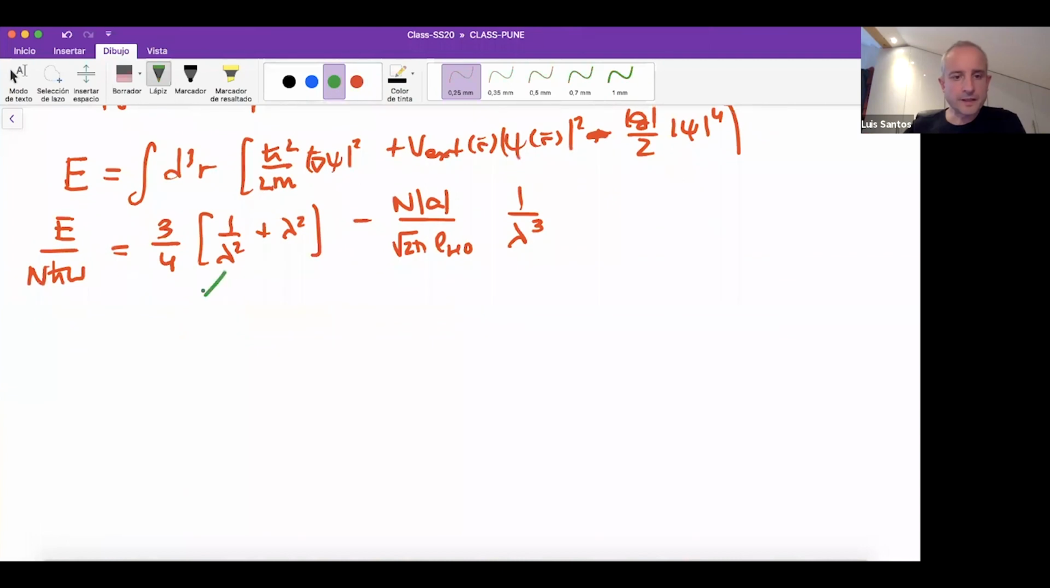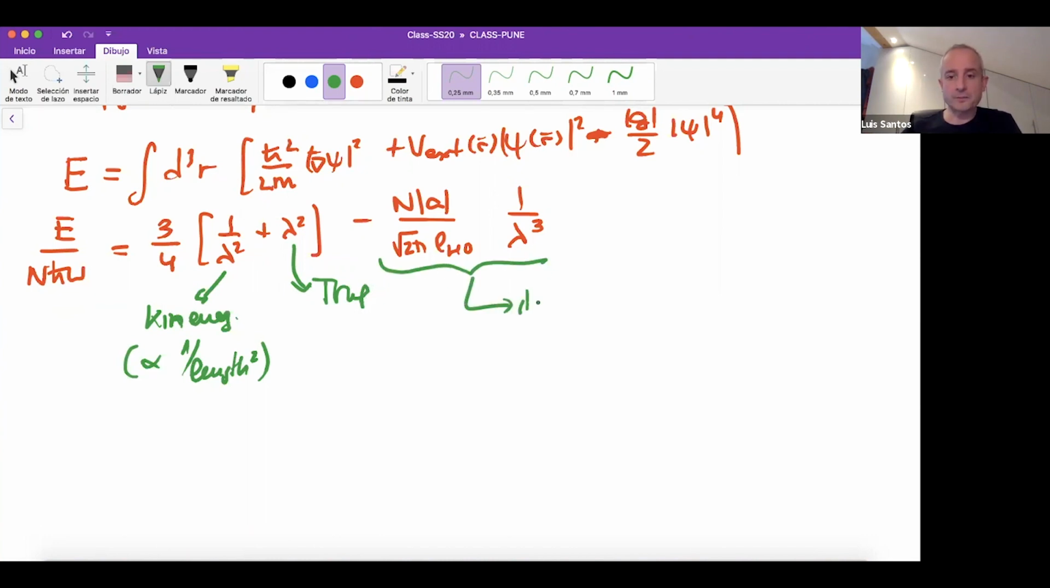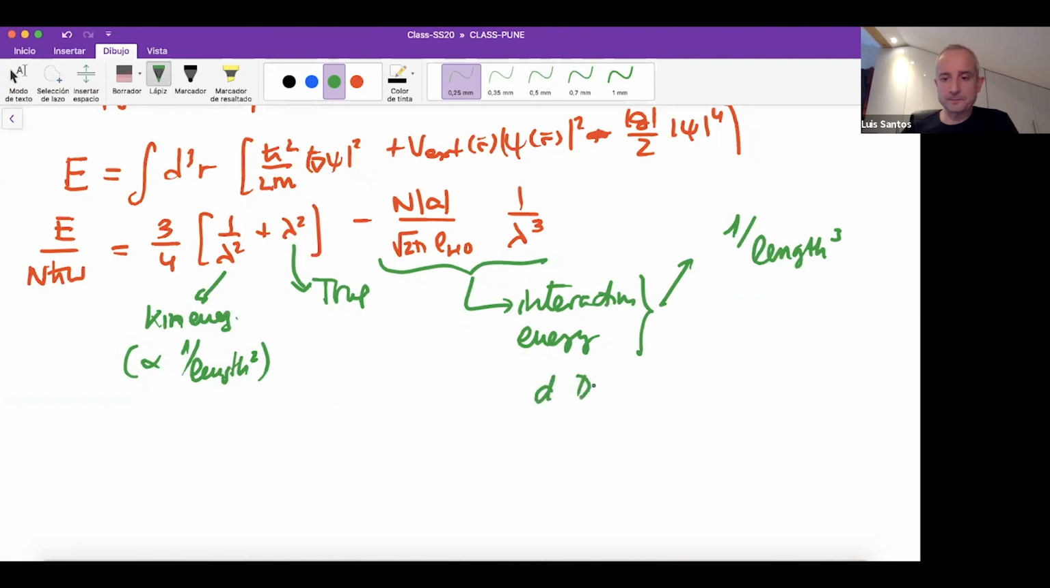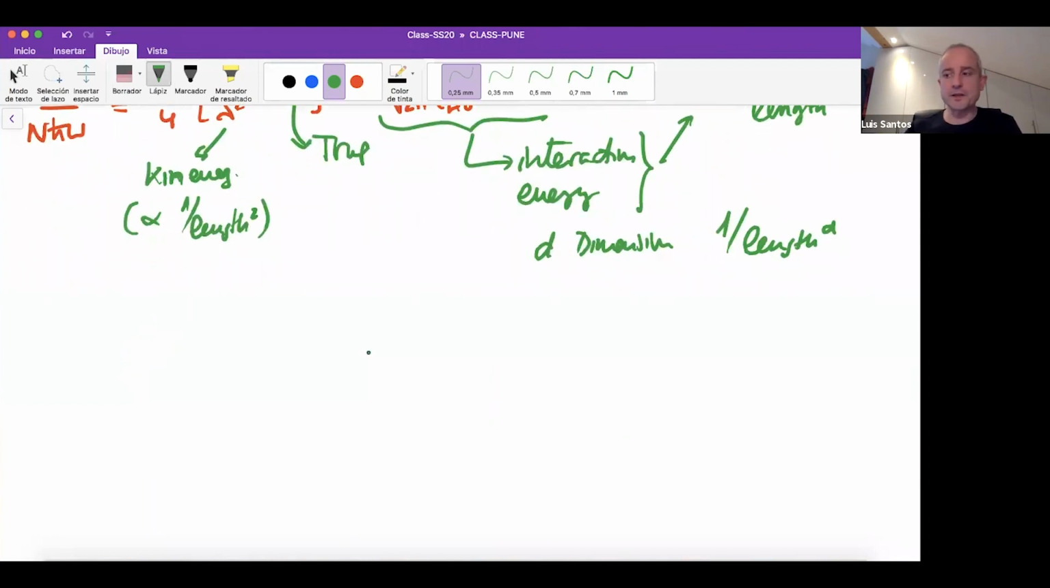Let's see the different ingredients. This is the kinetic energy. The kinetic energy is always proportional to the inverse of the length squared. This is why there is 1 over lambda squared. This is the trap energy, which depends like length squared, because this is the parabolic dependence of the harmonic oscillator. And then this is the interaction energy. Interaction energy in 3 dimensions depends like 1 over length to the power 3. So this is density, right? But in d dimensions, you will actually scale like 1 over length to the power d, which is the density in d dimensions. Let's see why I say this in a second.